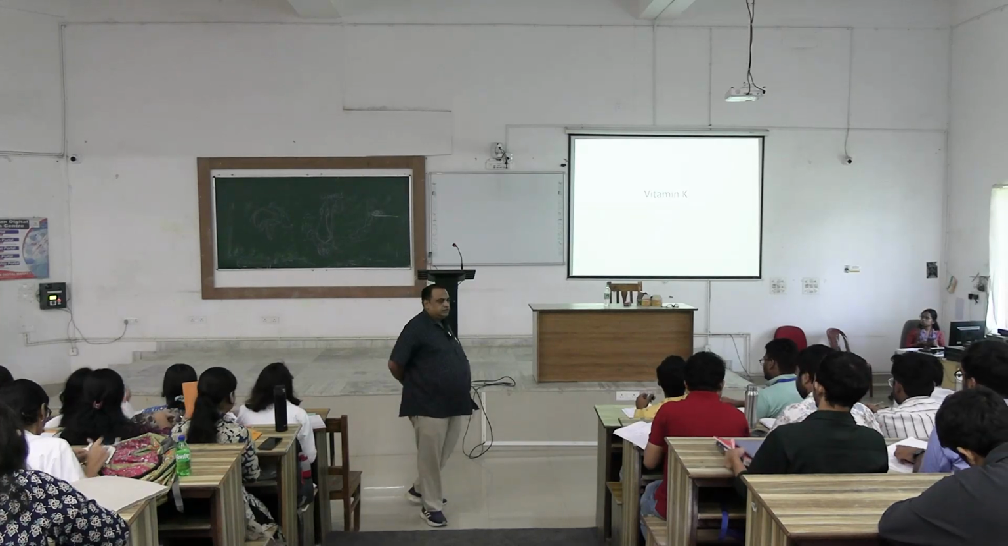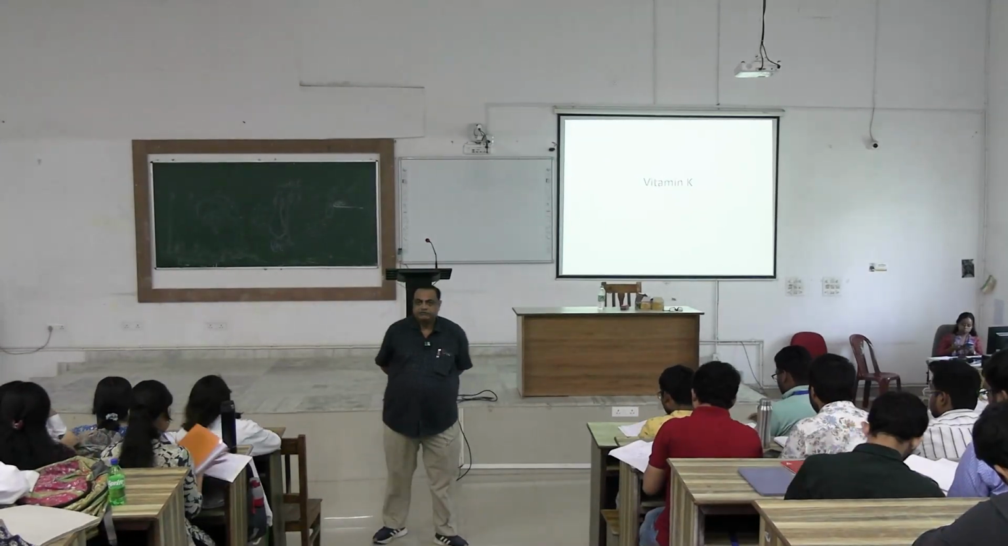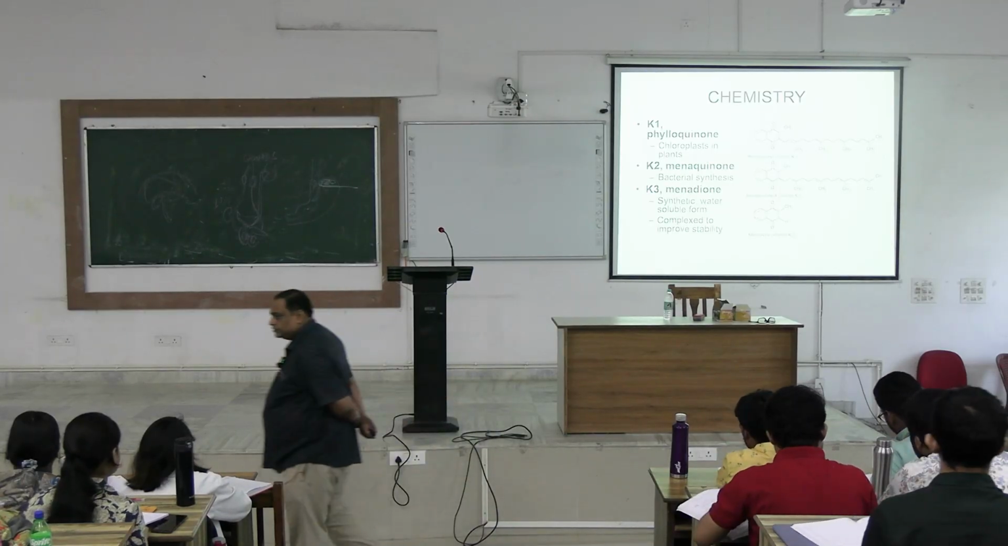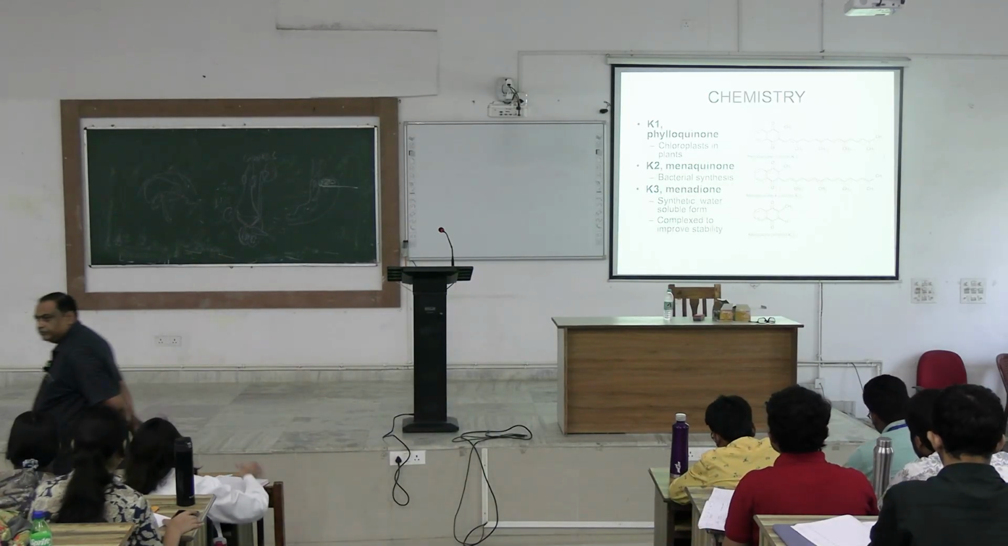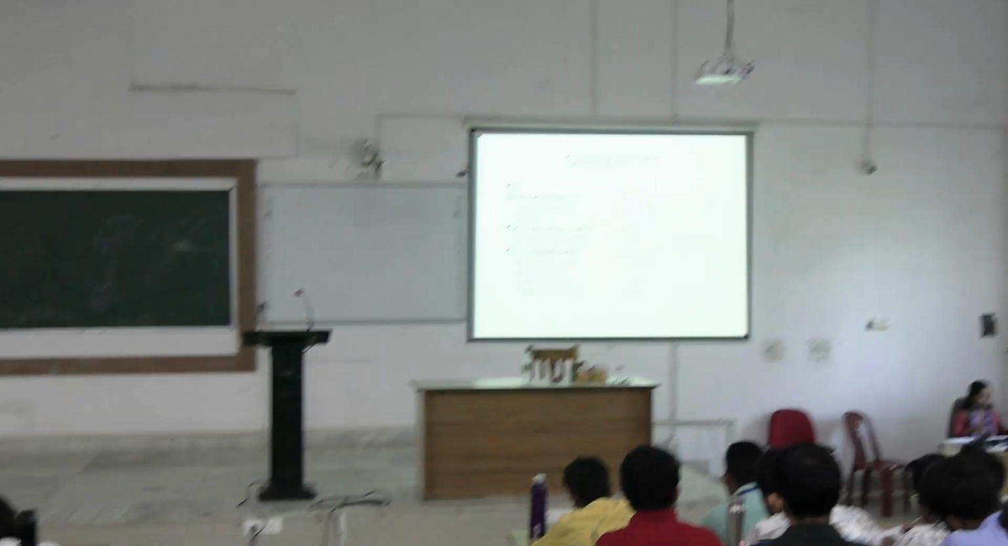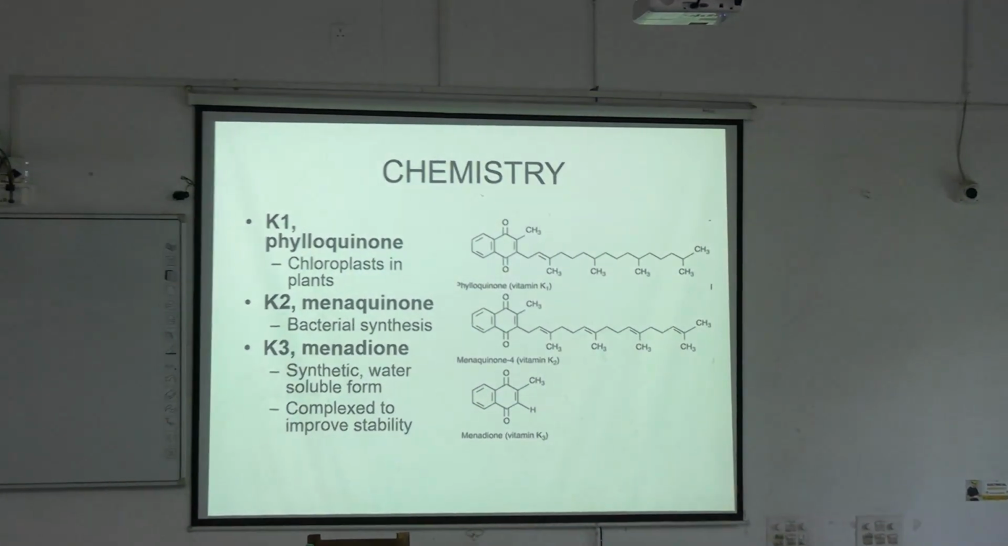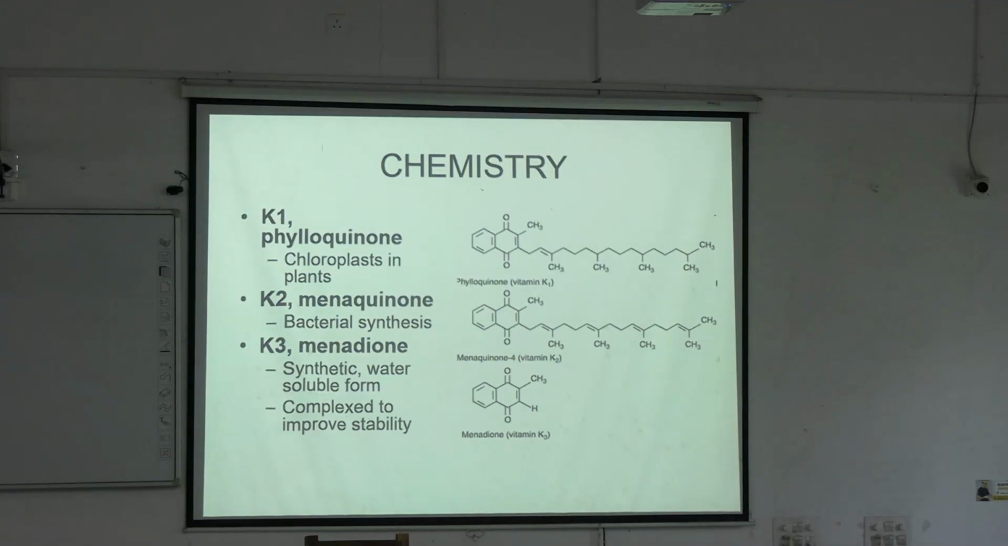To start with, the last fat soluble vitamin, vitamin K. K is found in three forms: K1, K2 and K3. Phylloquinone, naphthoquinone and menadione or menaquinone. Now, this menadione is an artificial form.